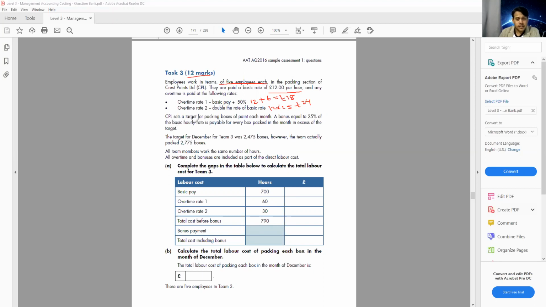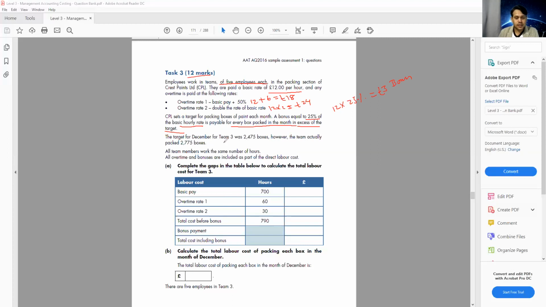CPL sets a target for packing boxes of paint each month. So they have a target. The bonus is equal to 25% of the basic hourly rate. So 12 times 25%, that is 3. Here is the bonus for every box packed in the month in excess of the target. So if you fulfill the target, for every extra box you'll get a bonus that is 25% of your basic salary.